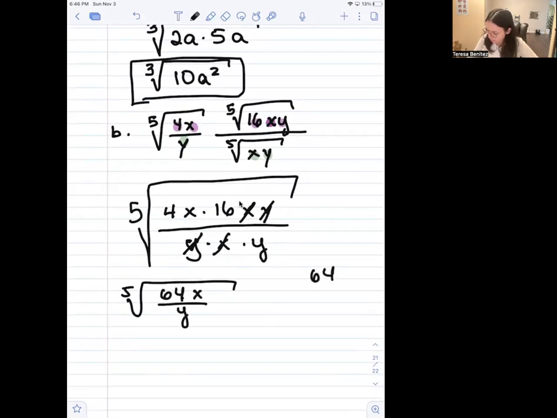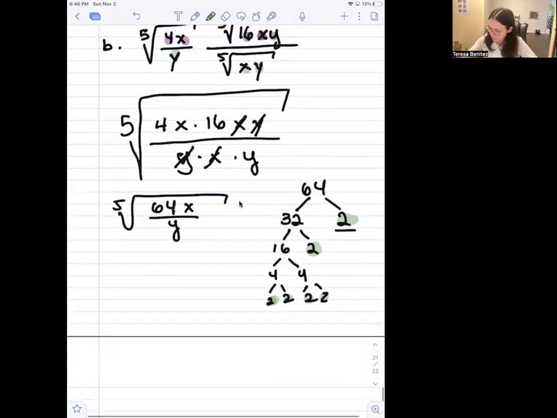And I take care of 64. I can use the prime factorization tree. I get 2. This one's done. 16 and 2. This is 4 and 4. 2 and 2. 2 and 2. So I look at the bottom of each part of the tree, I get 2, 2, 2, 2, 2, 2. I have a bunch of 2's, right? I have 1, 2, 3, 4, 5, 6 of them.